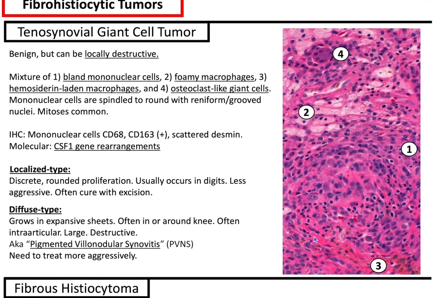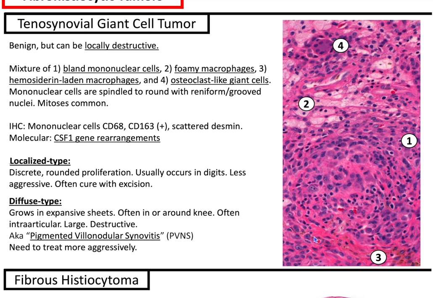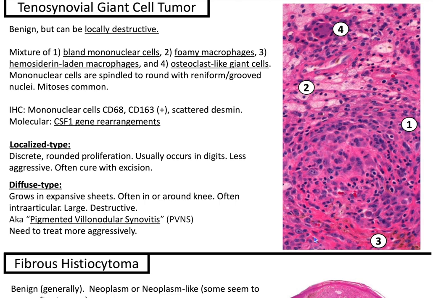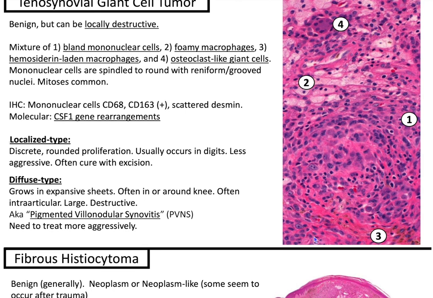And you have two types. You can have your localized type, which is discrete, it's rounded, usually in the digits, it's less aggressive. And you have your diffuse type, which grows in expansive sheets, often in or around the knee, often intra-articular, and it's also known as pigmented villonodular synovitis, and you need to treat this more aggressively.